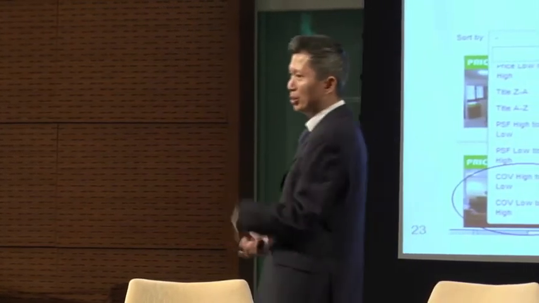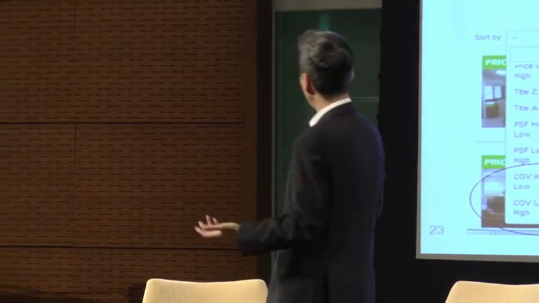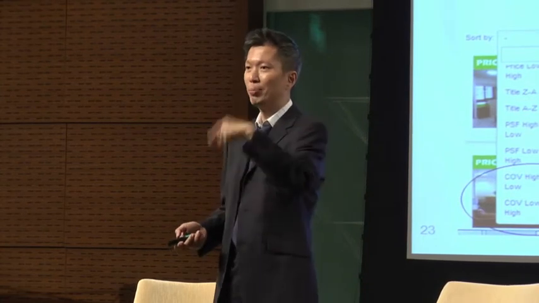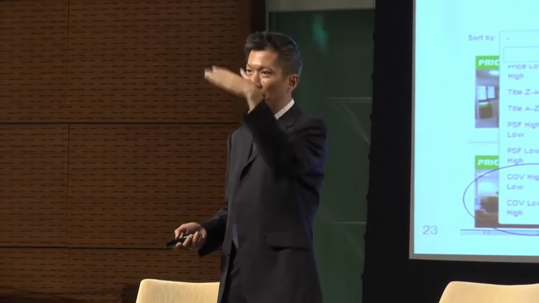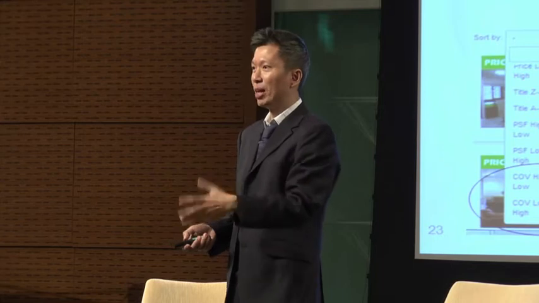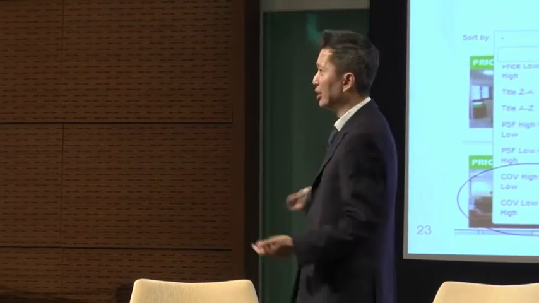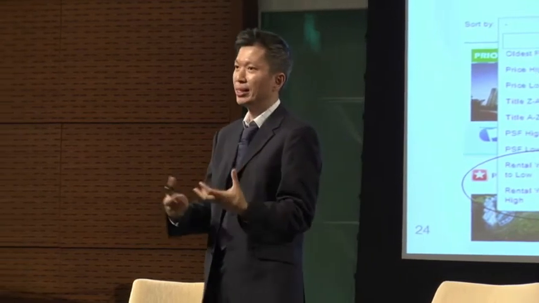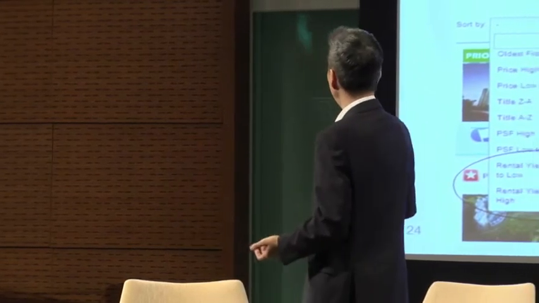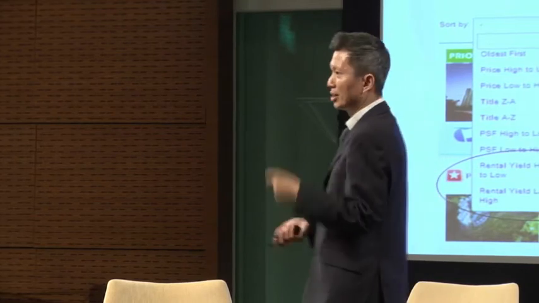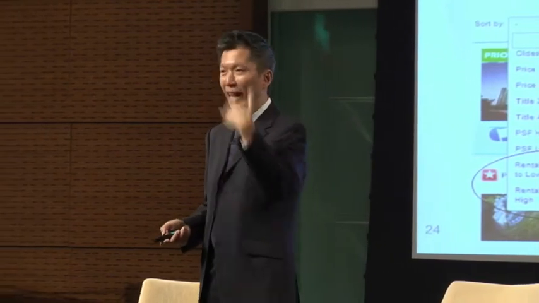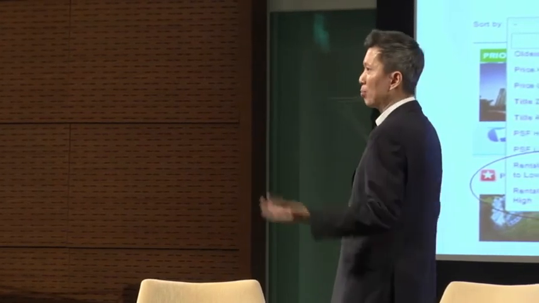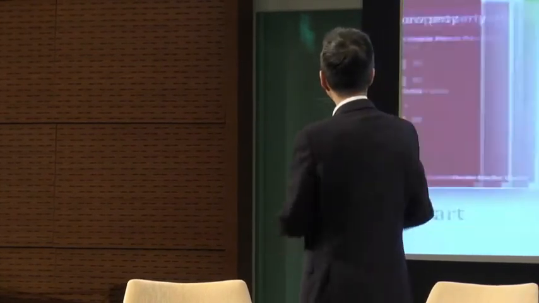And as an agent, if you want to post your listing, we strongly encourage those with HDB listings to include your COV, so that when people do a sort based on lowest to highest COV, your listing can be found. You have an unfair advantage over the other agents. And for those of you who are selling a property that is tenanted, we strongly encourage you to put in the rental yield, so that when someone does a sort based on rental yield high to low, your listing can be found on top of others. So it's a win-win proposition for you and the buyer.